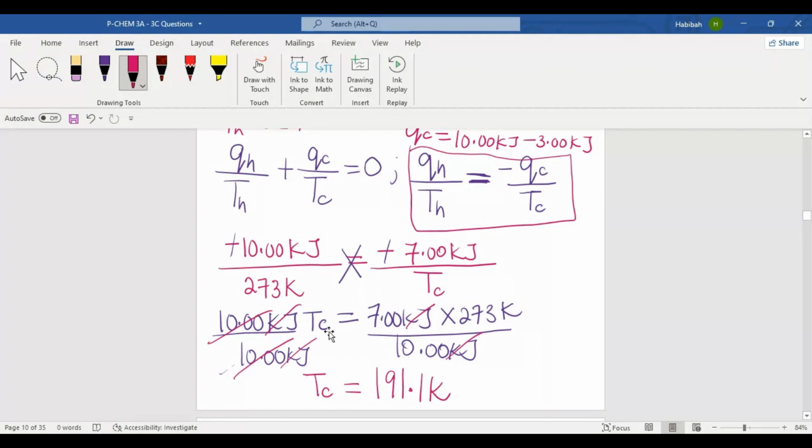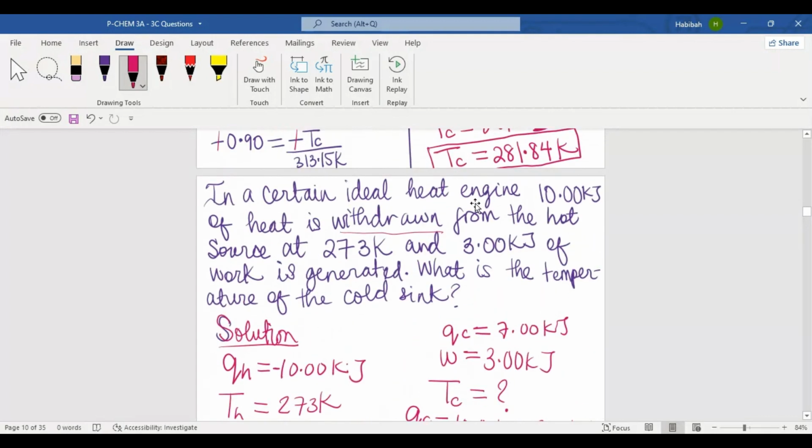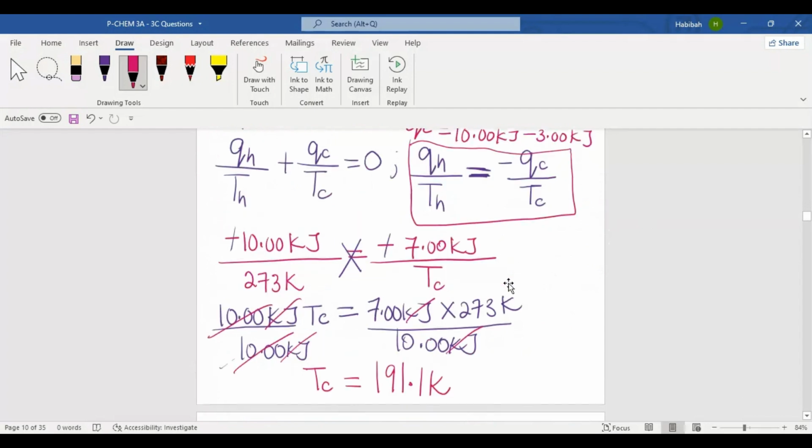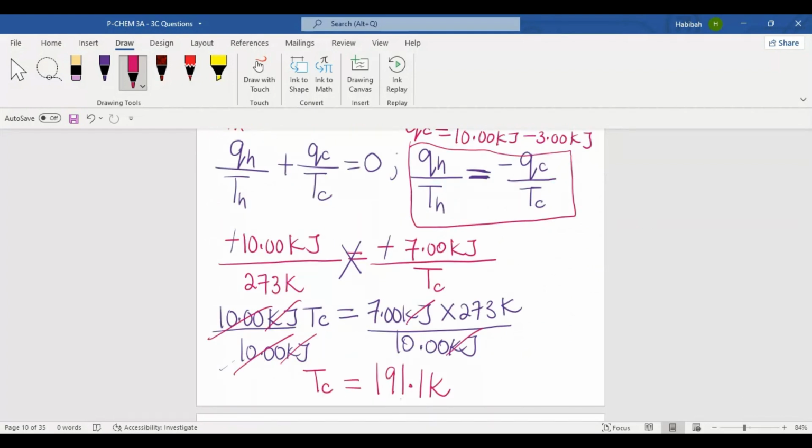Since the lowest number of sig figs in the question is 3 sig figs, we can write this in 3 sig figs. So the temperature of the cold sink is actually 191 kelvins, and this is the answer to the question.